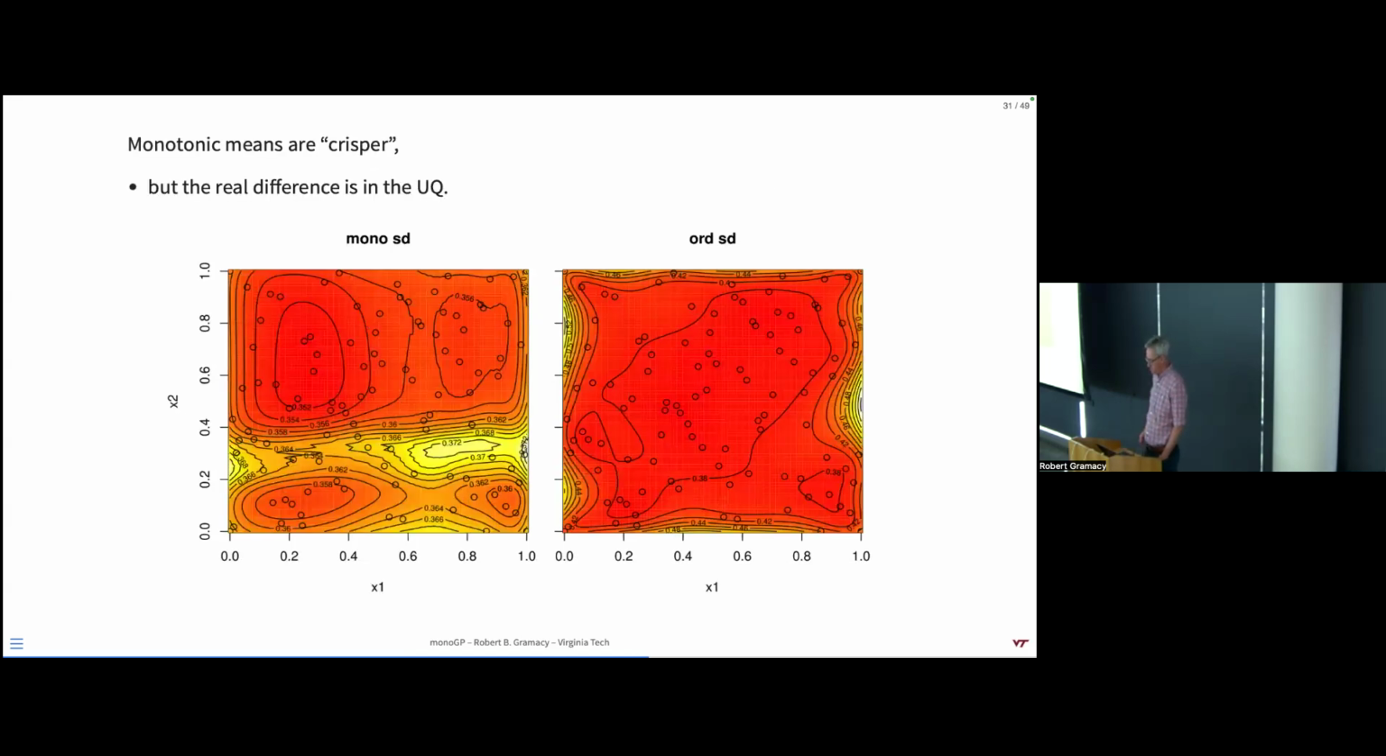Maybe the most important thing is the way that this prior treats uncertainty. On the left is my uncertainty using a monotone one. There I'm getting uncertainty where the function slope is high. Right? This is where it's changing direction the fastest. Here I'm just getting uncertainty at the edges of the input space, which is where I have less data.